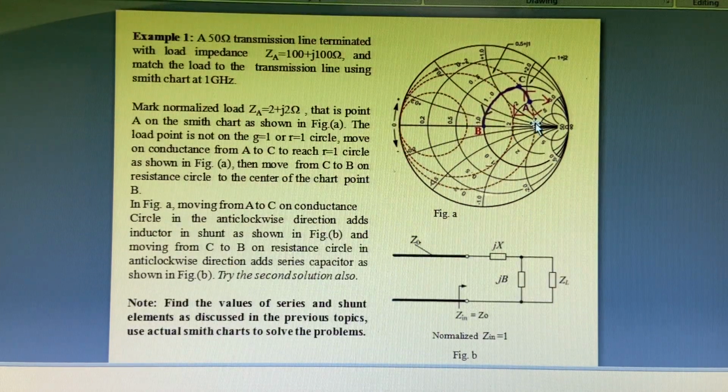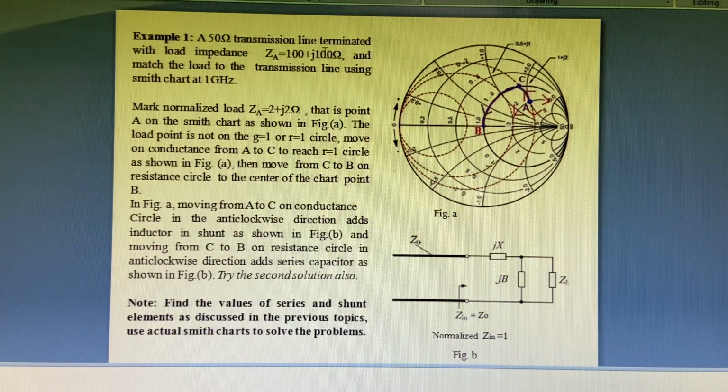So this is an example. For example, if we consider this example, load impedance ZL is given, equal to 100 plus j100 ohm, and this load should be matched with the characteristic impedance 50 ohm. So you have to match this using an L matching network at 1 gigahertz.